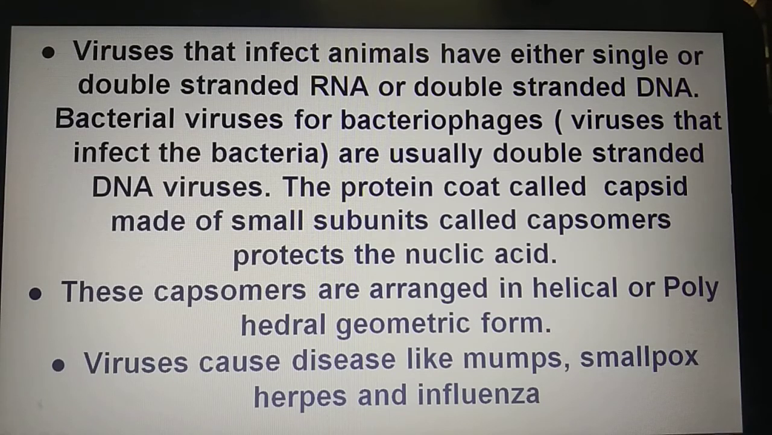Now students, the protein coat called capsid, we were talking about the capsid. It is made up of small subunits called capsomers, and those capsomers are very essential, students, because these are the ones responsible for the protection of the nucleic acid which is present inside these capsid bodies. These capsomers are arranged in helical or polyhedral geometric form. So students, they have a form. The form can be helical or polyhedral in nature.